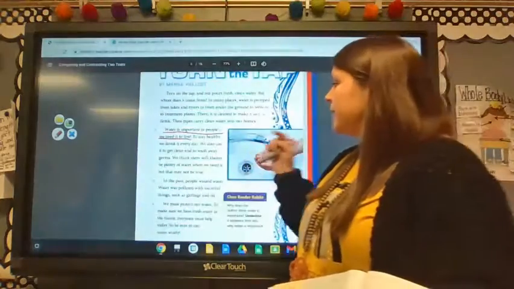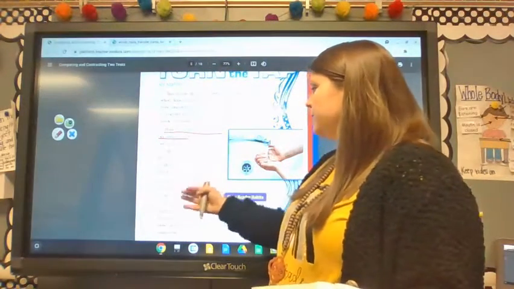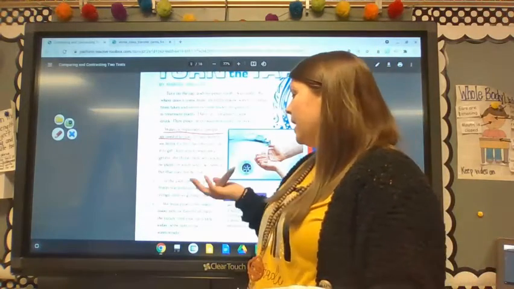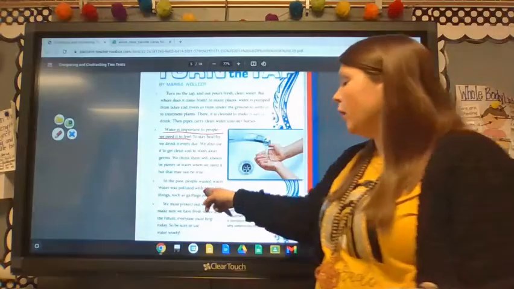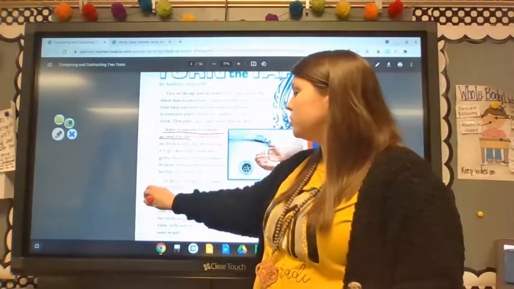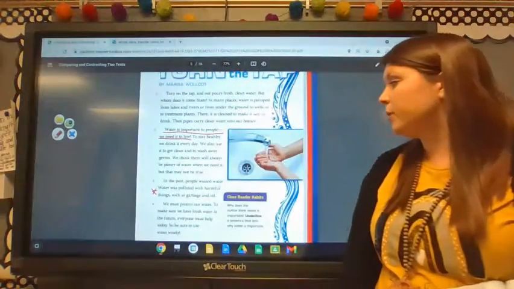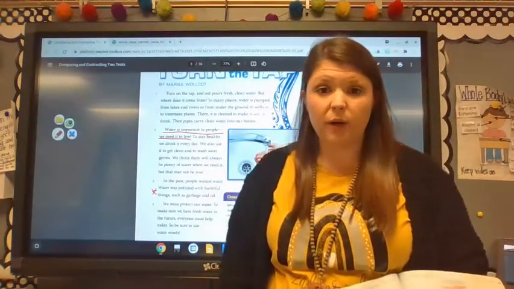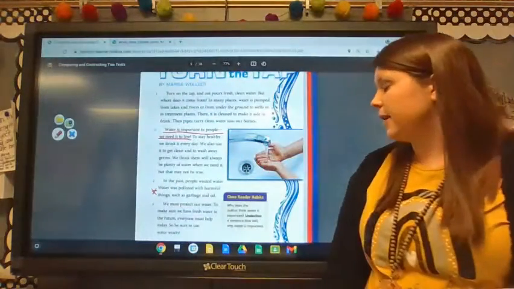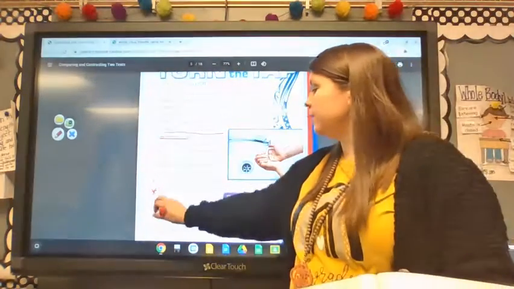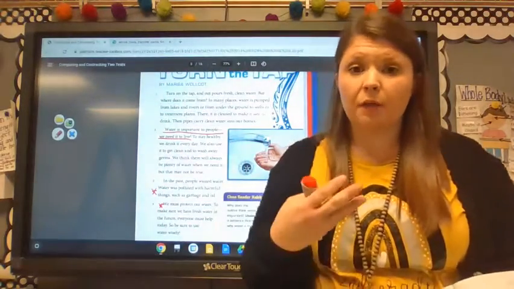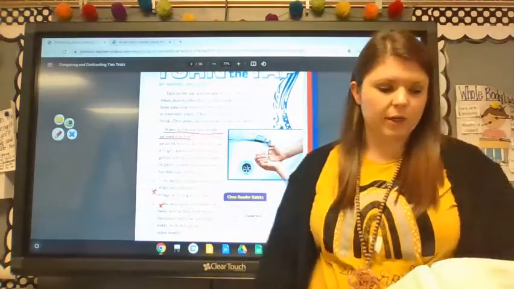I know that it says that it's important that we think that there will always be plenty of water when we need it, but that might not be true, right? If water is wasted and polluted with harmful things, that can be bad. So I'm going to put a star beside that because water was polluted with harmful things such as garbage and oil. That could cause us to have a problem with us needing it to live. So it says because of this, we must protect our water. I think that's really important that the author included that because of how important water is to us.